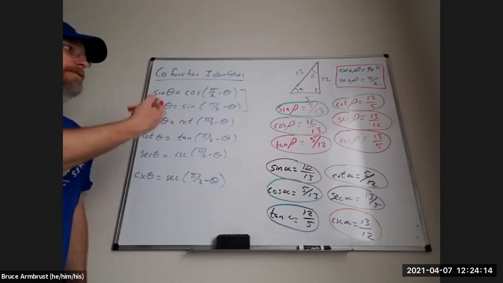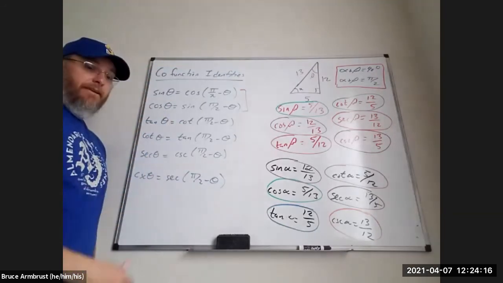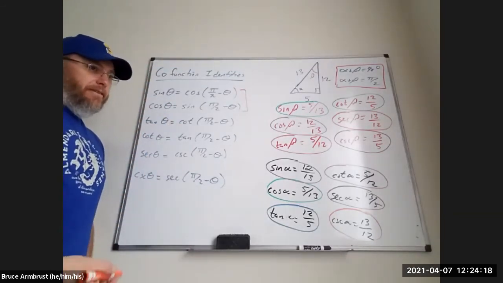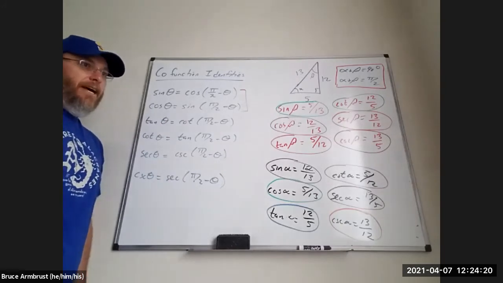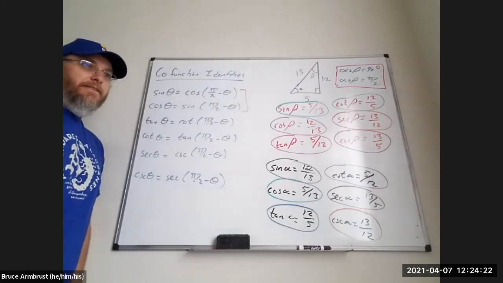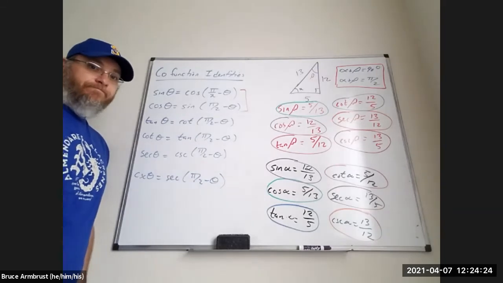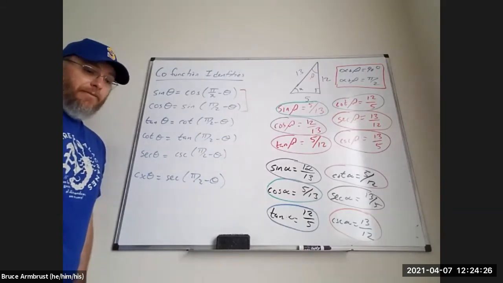All right, well, anyway, so we've got these identities as well. So notice that in a right triangle, if you know the trig functions for one angle, you know them for the other, because they come from the same place.